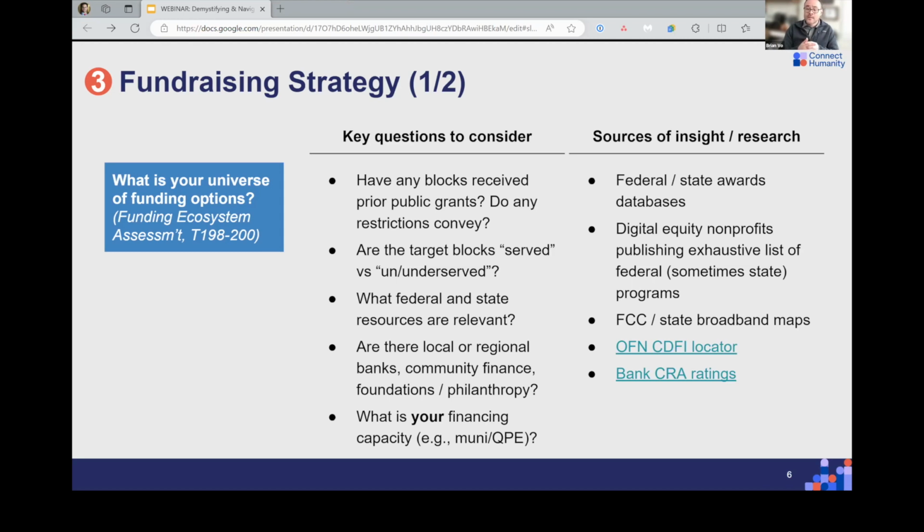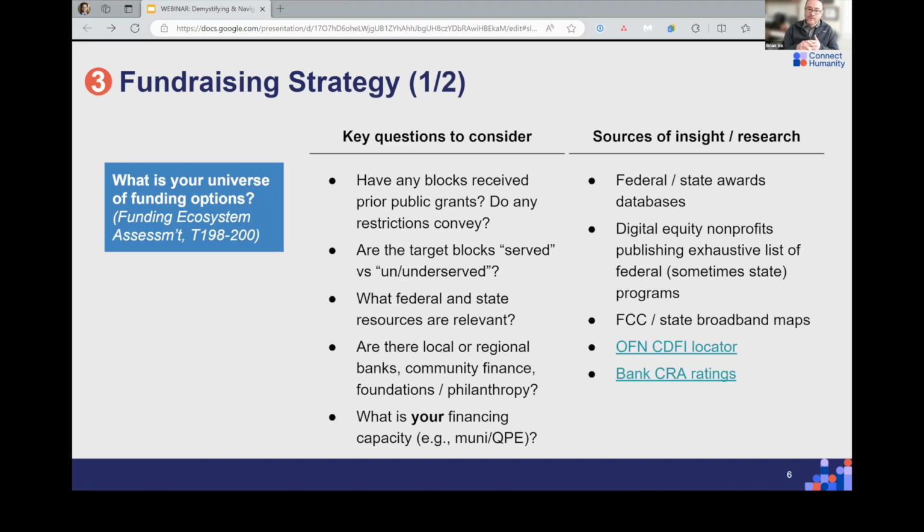The other one is talking to community development finance. I also included a link here where you can type in certain areas to find out who might be a CDFI in and around the area you're trying to serve. They can also provide low-cost debt, for lack of a better phrase.